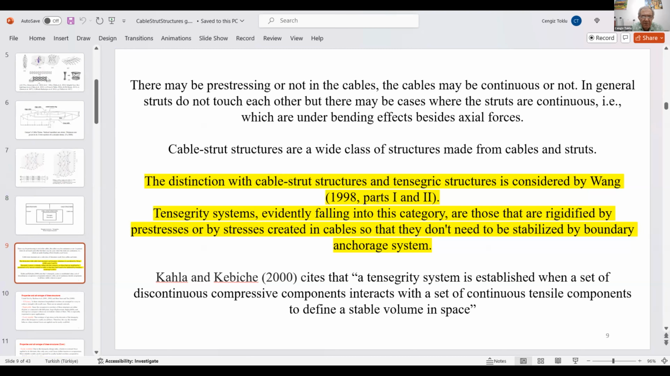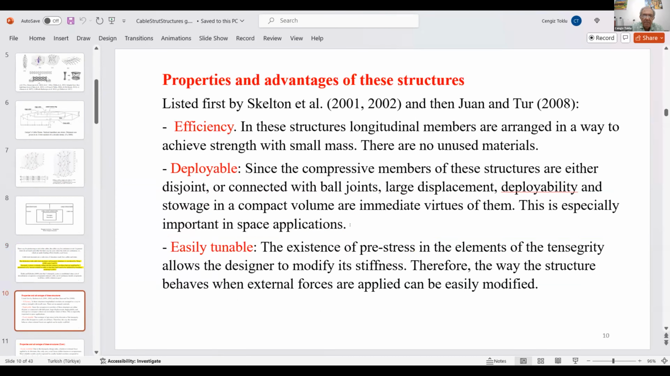The distinction between cable-strut structures and tensegrity structures is considered in various publications. And the thing is that in the struts there are only axial loads in a tensegrity system. In general, there may be, of course, bending, etc., in these struts also.